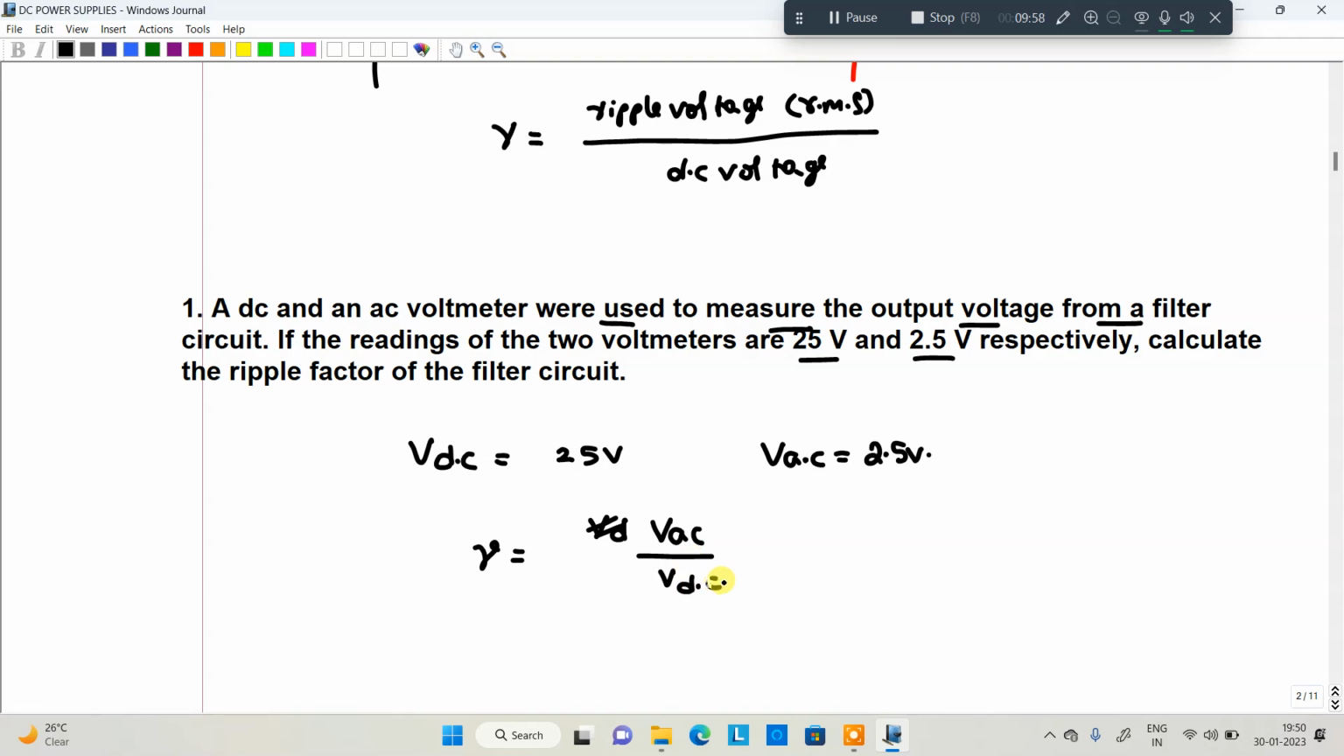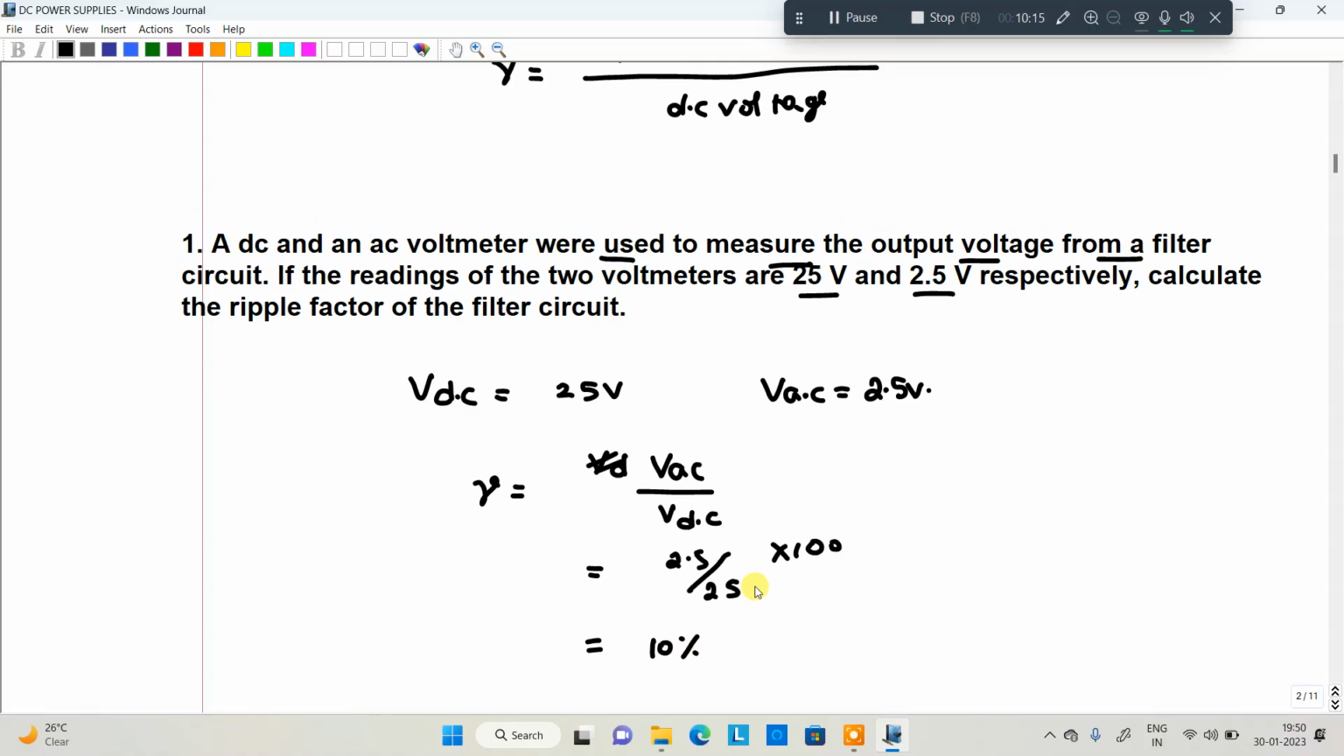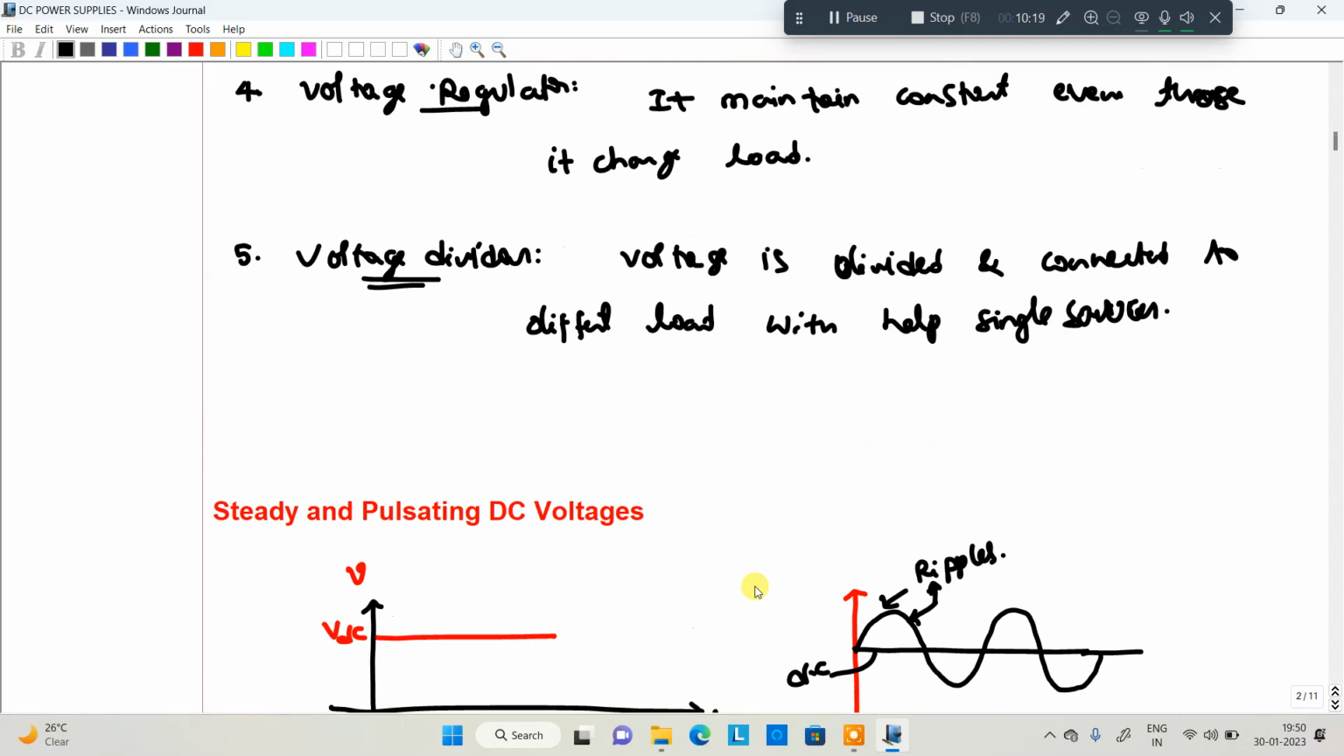What about VAC? It is 2.5. VDC is equal to 25. It is a percentage, right? So multiplied by 100, we get the ripple factor as 10%. So what is the answer? Ripple factor is equal to 10%. That is the answer. This is the way we find the values of ripple factor.